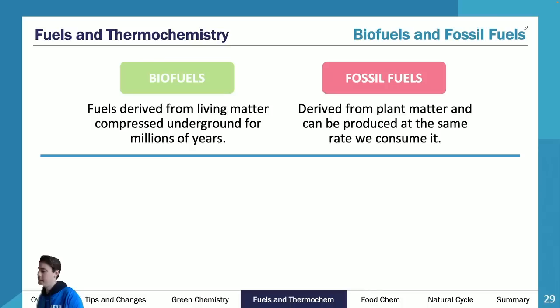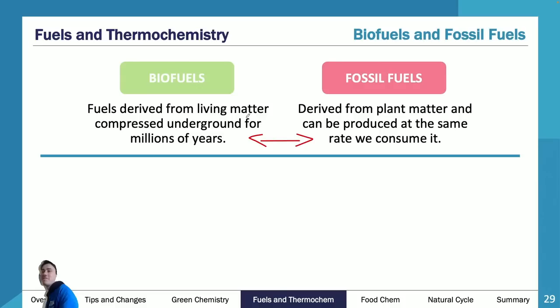We have biofuels versus fossil fuels. Again, I'm using the same colors because biofuels, as you expect, are renewable. Fossil fuels, as you should also expect, are non-renewable. So biofuels are fuels derived from living matter. I've got those two mixed up. They are the wrong way around. Whoops, I put the wrong text box in the wrong spot. I do apologize for that. Biofuels are derived from plant matter. Fossil fuels are derived from living matter compressed underground for millions of years.